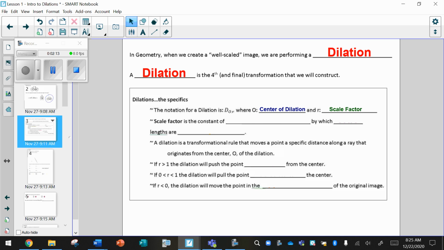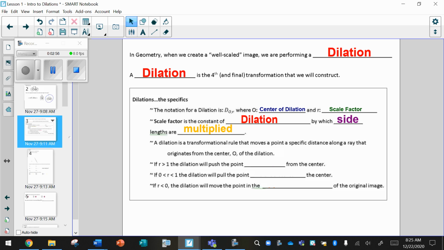Now the scale factor is the constant of dilation by which all side lengths are multiplied. So I'll slow down so you can fill this in a little bit. What a dilation does, it multiplies each side length by the same number, so all sides either increase or decrease by the same scale factor. When you swipe your fingers across your screen to zoom in or zoom out, the program is built and designed to shrink or enlarge everything in the same ratio so that the picture does not look distorted. That ratio is called our scale factor.